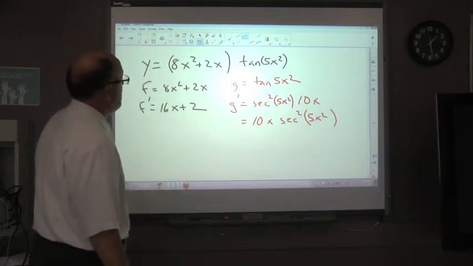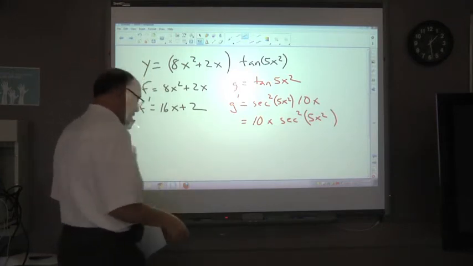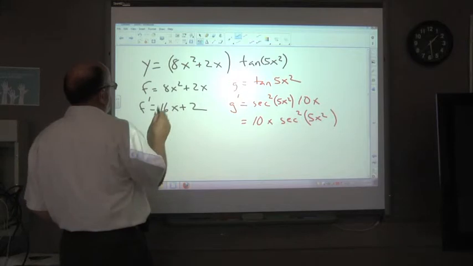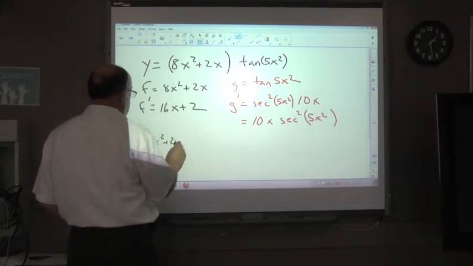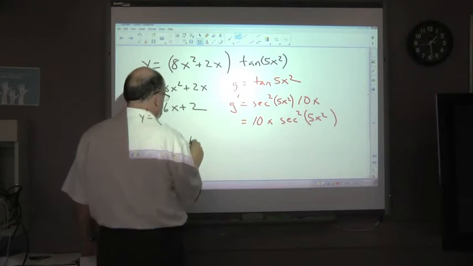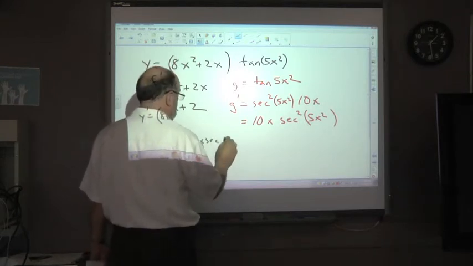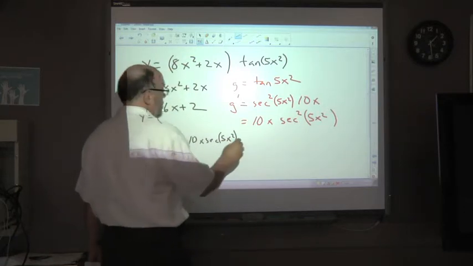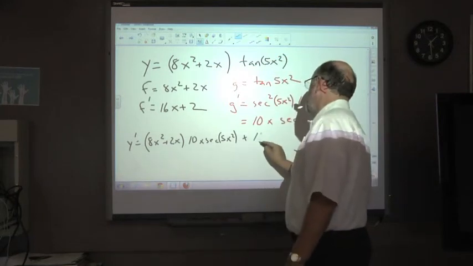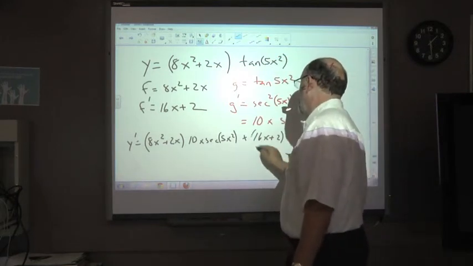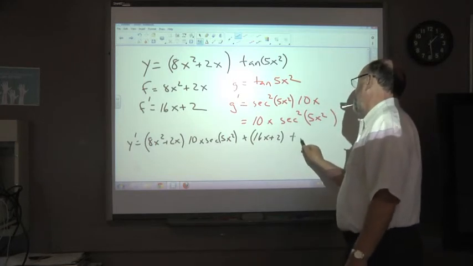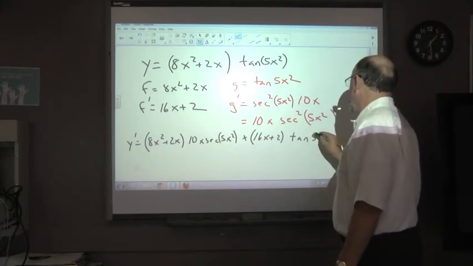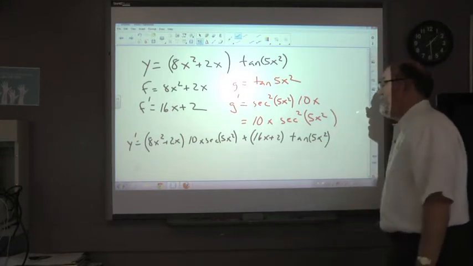So now that we have all the pieces, we can plug that into our format for the product rule. So y prime will be 8x squared plus 2x times 10x secant squared of 5x squared, plus 16x plus 2 times tangent of 5x squared. And that will give us our derivative.